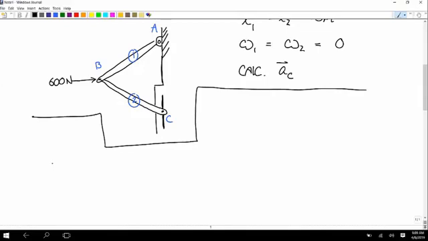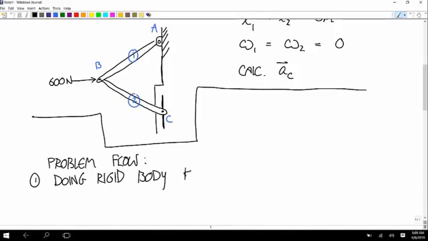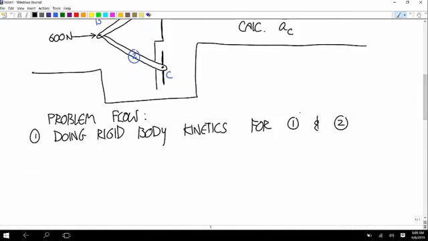So the basic problem flow, we're going to start out by doing the rigid body problem, the rigid body kinetics for member 1 and member 2. Member 1 is going to give us one useful equation. Member 2 is going to give us 3 useful equations.